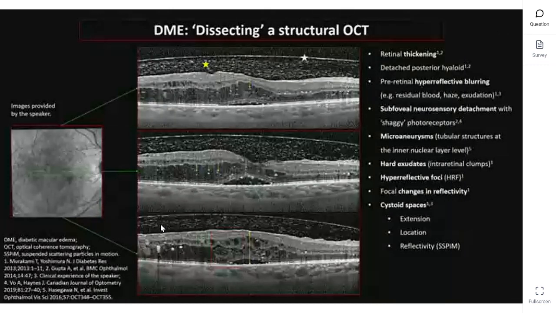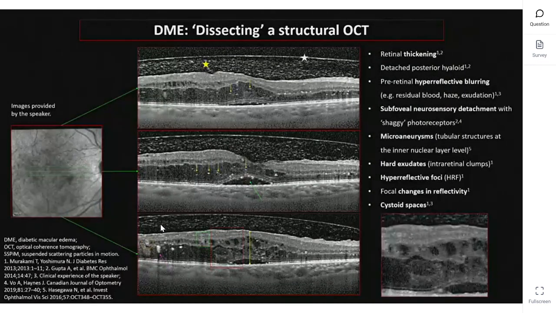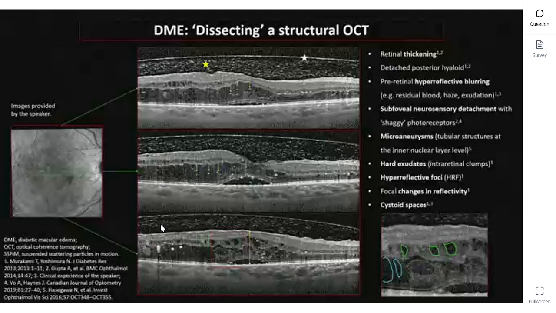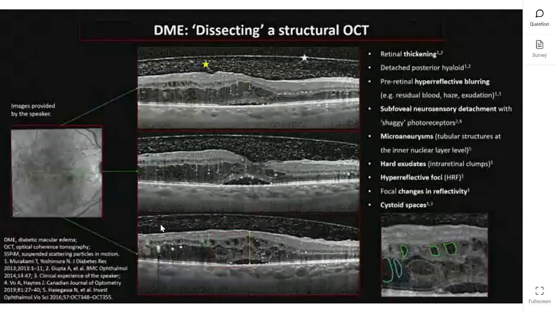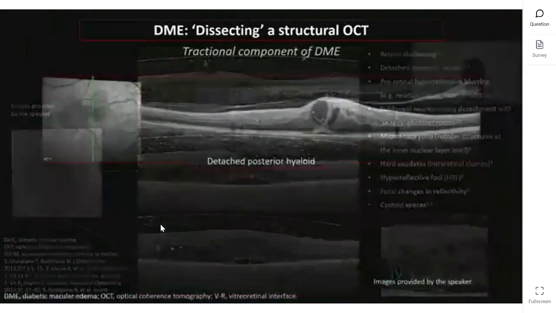I would just go a little deeper into the cystoid spaces, because when you see cystoid spaces, you would like to know their location, their size, and most important is their reflectivity within the cystoid space. Because now we call this SPIM, suspended particulate matter in the cystoid fluid, and sometimes this is because of the thick protein content of the cystoid fluid.